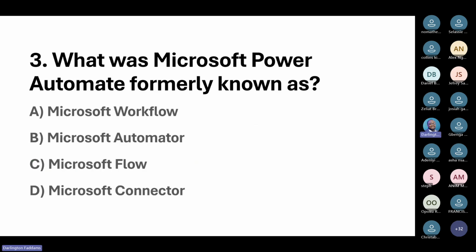And my third question, what was Microsoft Power Automate formerly known as? So who will get this one? Microsoft Power Automate, what was it called before? Was it called Microsoft Workflow? Was it called Microsoft Automator? Was it called Microsoft Flow or Microsoft Connector? What is it? All right, so I can see a lot of people are getting it right, saying that it is C, Microsoft Flow. That is wonderful.